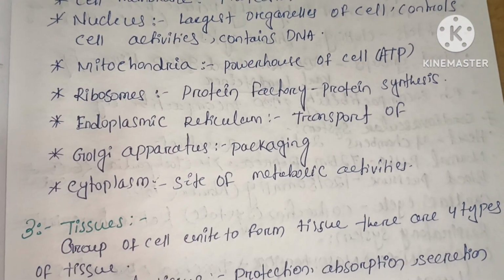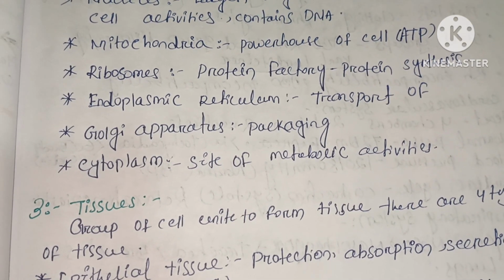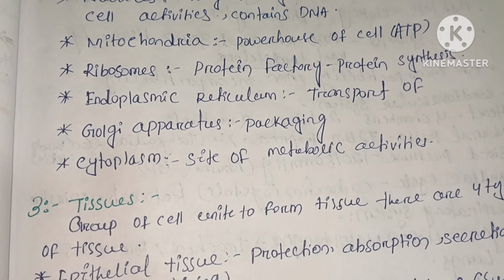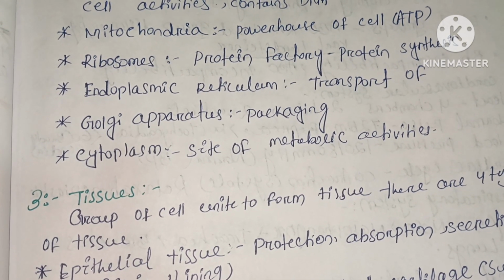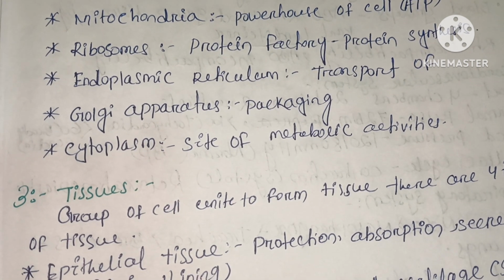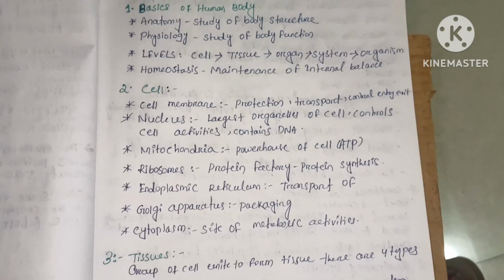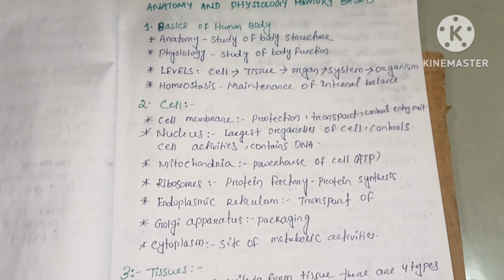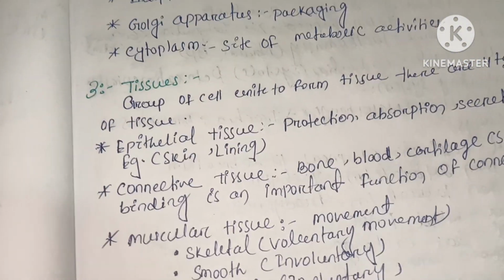Let's see the cell membrane, that is the protection function. Entry and exit function. Nucleus is the largest organelle of the cell, which helps in cell activity and contains DNA. Mitochondria, we also know it as the powerhouse of the cell. ATP is the energy currency. Ribosome is the protein factory. Endoplasmic reticulum, transporting function. Golgi apparatus, packaging function. Cytoplasm, site of metabolic activities.